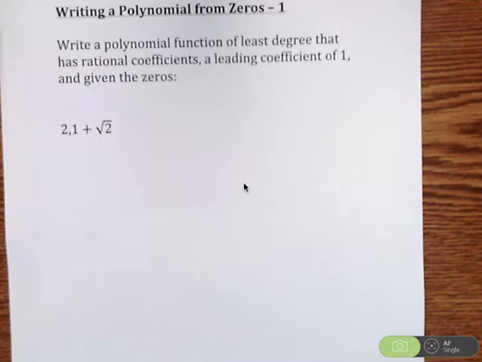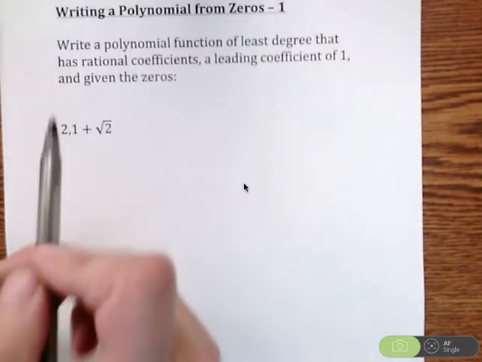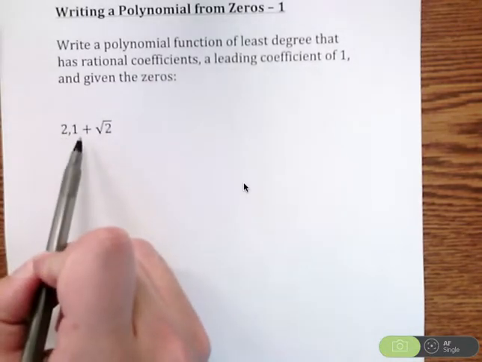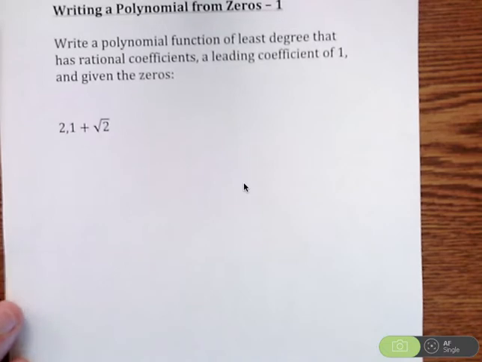All right, in this video, I'm going to write a polynomial from zeros. So we're going to be provided zeros, and we want to go back to writing the polynomial. So kind of the opposite process of what we've been doing. So zeros I have 2 and 1 plus square root of 2.